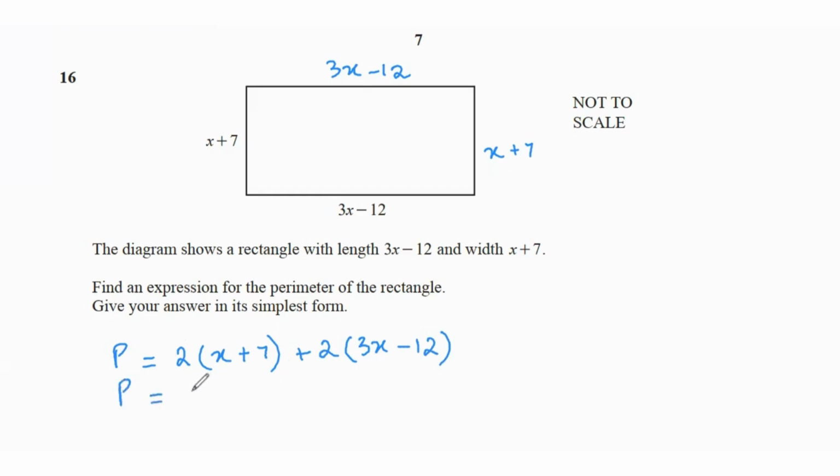What we will do next is we can just expand the brackets. 2x plus 14 plus 6x minus 24. Collect the like terms. So 2x plus 6x is 8x and 14 minus 24 is negative 10. And that is your perimeter of the rectangle in its simplest form.